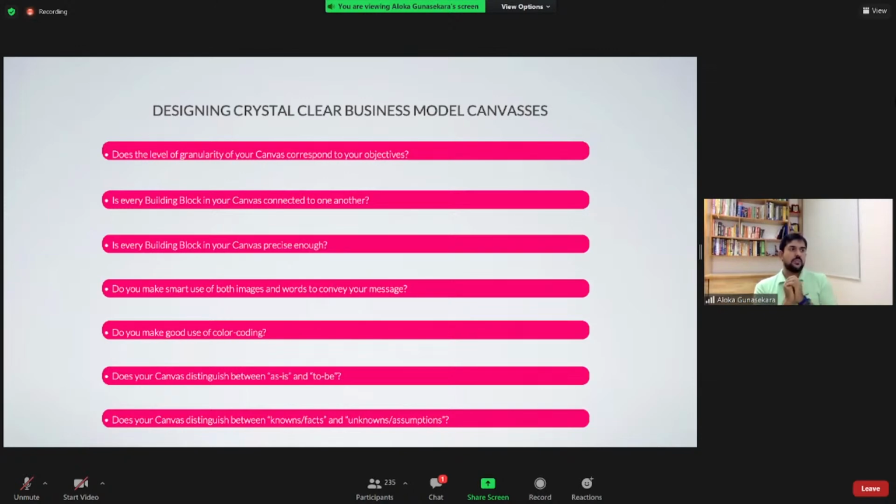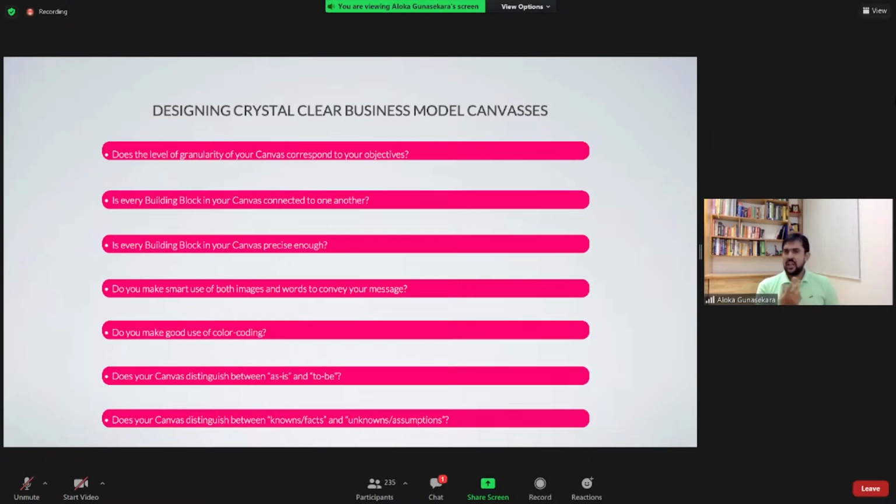The building blocks have to be very, very precise. You should write it in such a way that you're only talking about one idea and one idea only. If you can, allow for drawings. For the life of me, I can't draw, so my business model canvases never have drawings. But if you're good at drawings, do use them, because it actually helps.